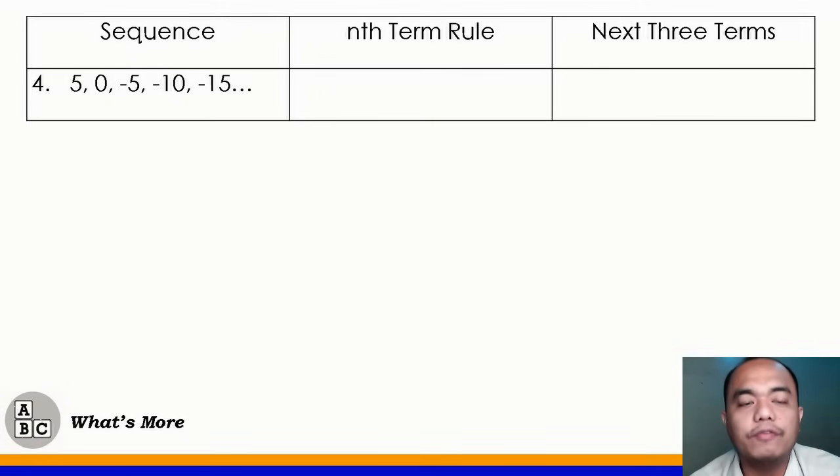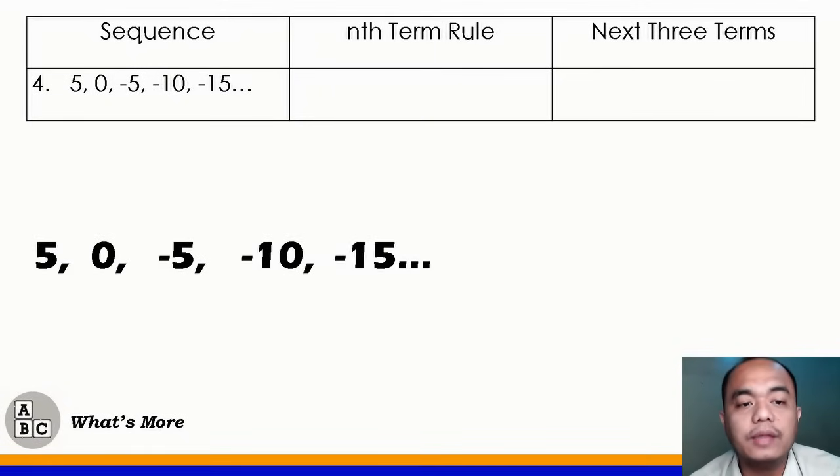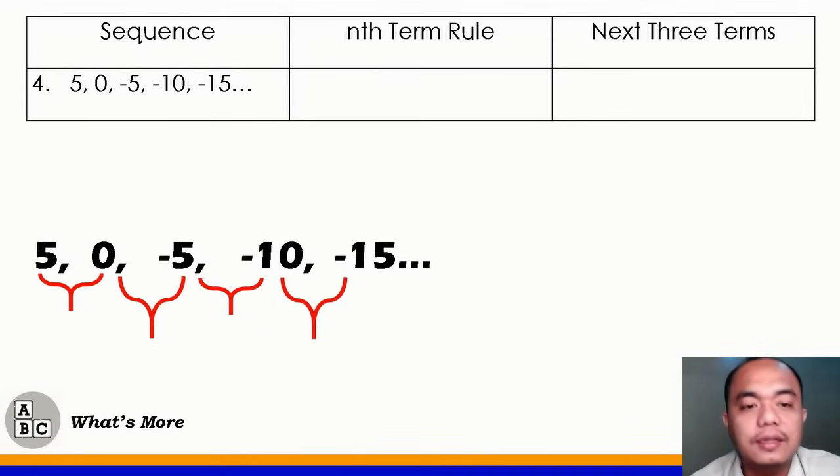Okay, let's have number 4. So we have the given sequence 5, 0, negative 5, negative 10, and negative 15. You notice that you are given negative numbers here, and the numbers in our sequence are decreasing. But still, we can apply different methods or strategies in formulating the nth term rule for this sequence. Still, we will look backward and then we will find the difference.